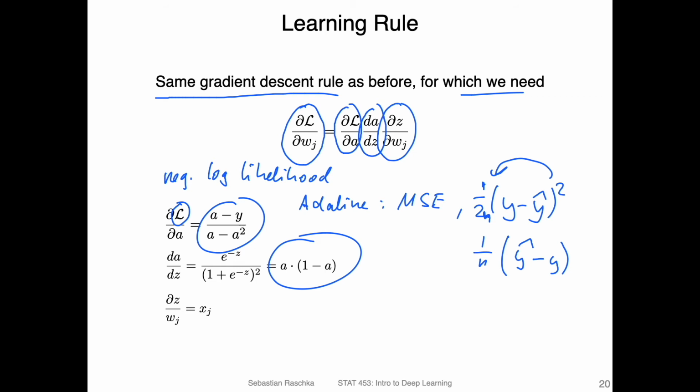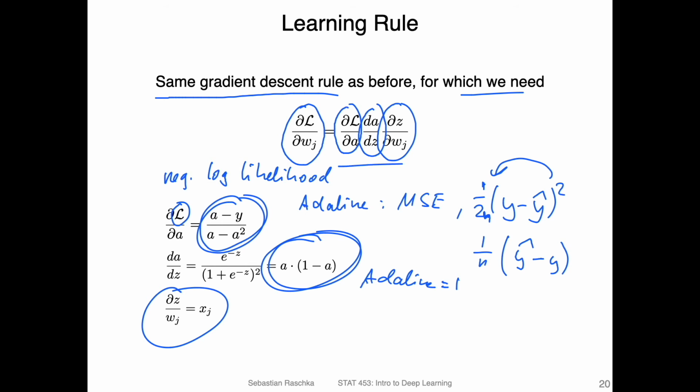Now, of course, we don't have an MSE. We have this negative log likelihood, for which we have the following derivative with respect to the activation function's input. And this one for Adaline was 1. And this one is the same because the net input is the same. Now, the only thing we have to do is put those together, multiplying them using the chain rule. So it's the same as for Adaline. For Adaline, it just looked simpler: we just had 1/n times y hat minus y times xj. So that was the one for Adaline.